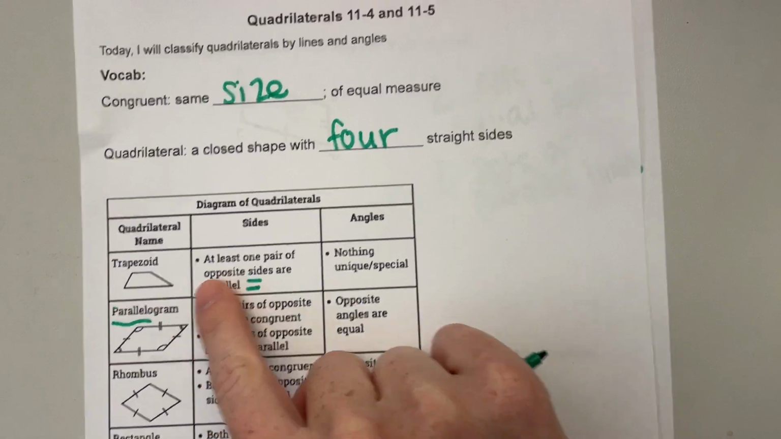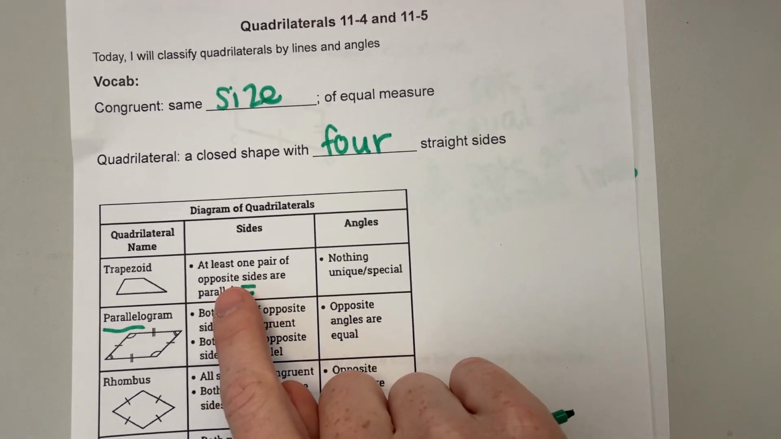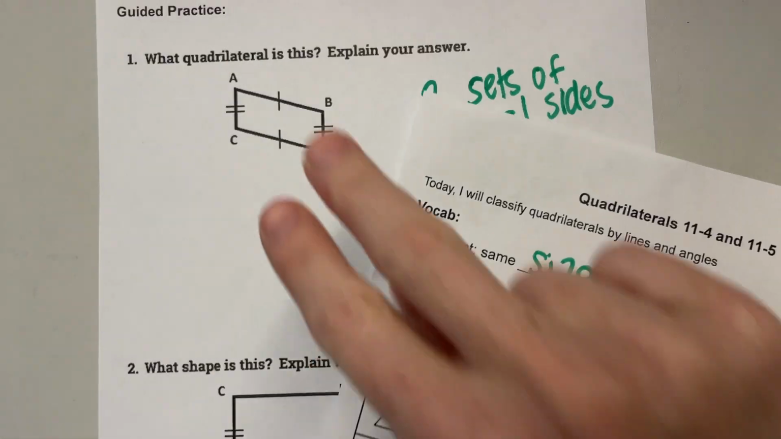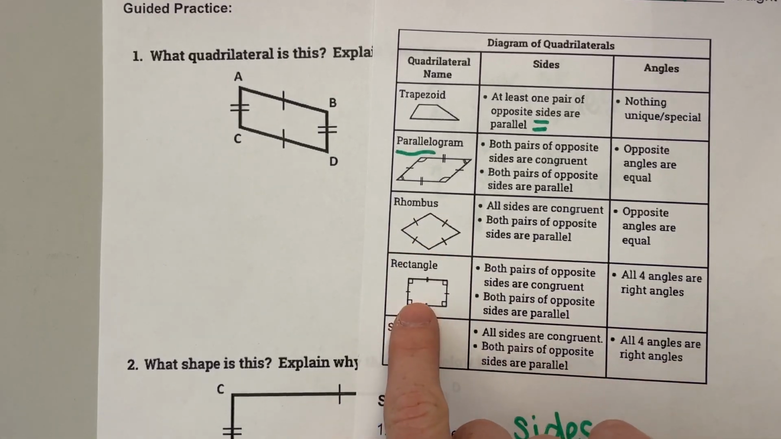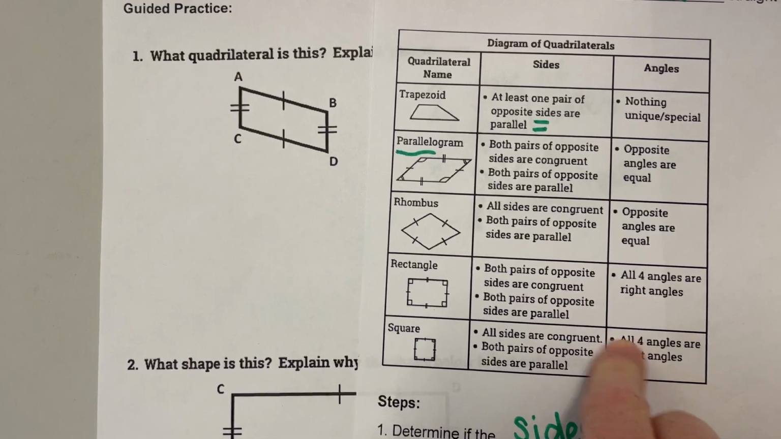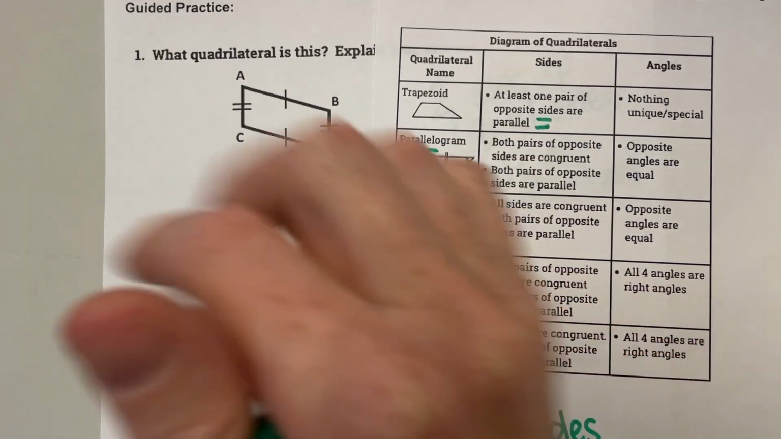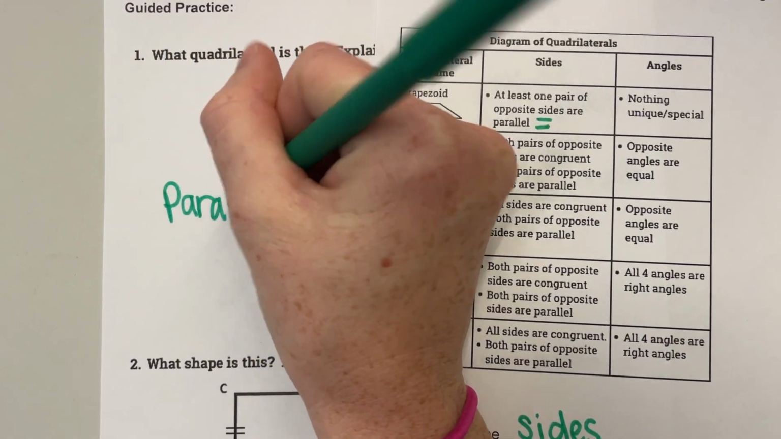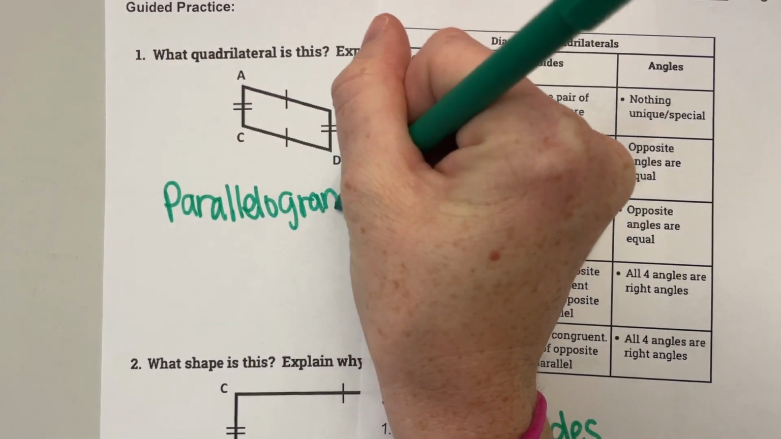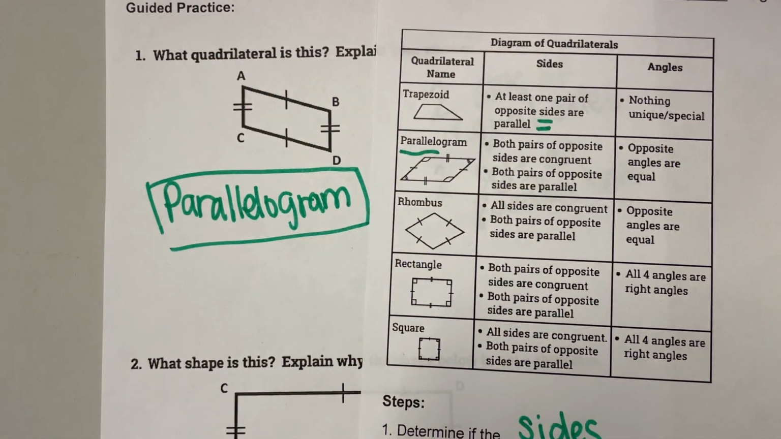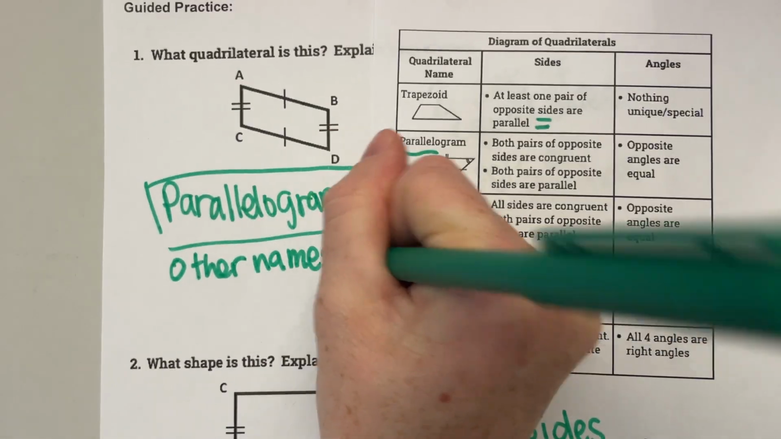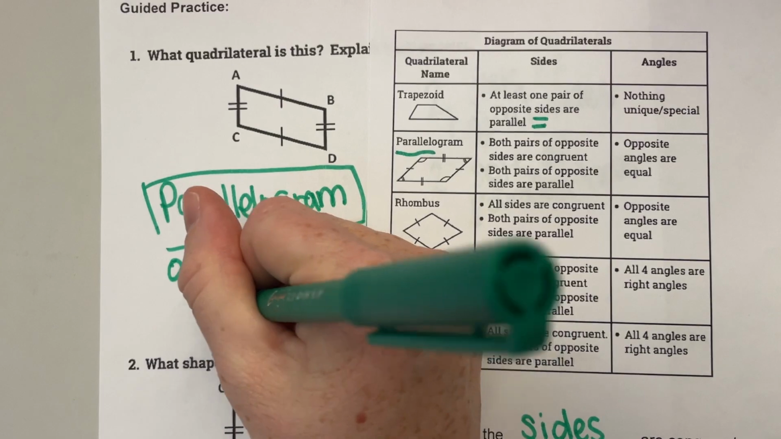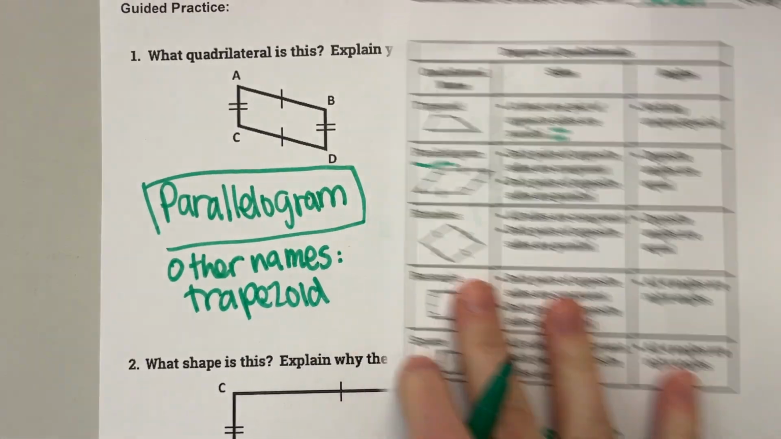It is a trapezoid because there's at least 1 pair of opposite sides that are parallel. It is a parallelogram because I have 2 sets of parallel lines. It is not a rhombus because not all the same sides are the same length. It is not a rectangle because there's no 4 right angles, and we know it's not a square. So it is a parallelogram. We're going to box that, and we're going to put other names. Other names would be a trapezoid and a quadrilateral.